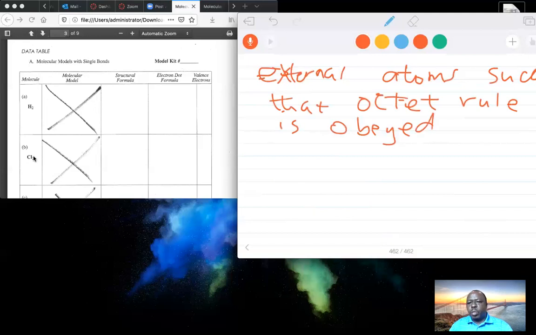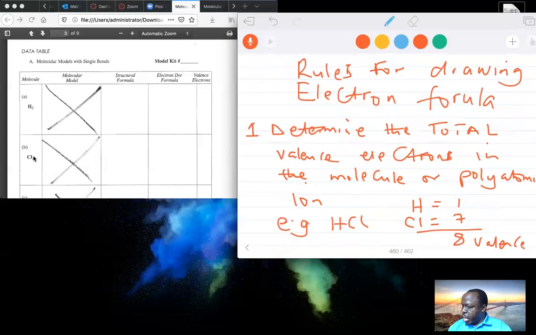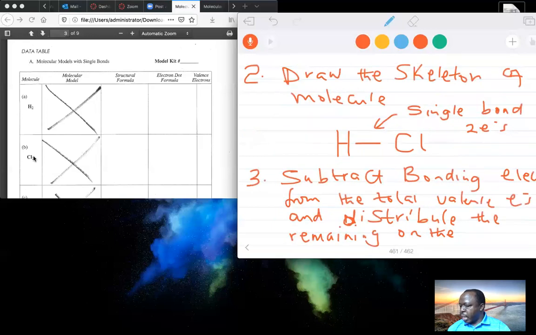Such that the octet rule is obeyed. So you need to subtract the bonding electrons from the total, except here hydrogen does not end up with 8. In other words, if we have used 2 electrons here and we started with 8, I'll subtract 2, minus 2, remain 6.